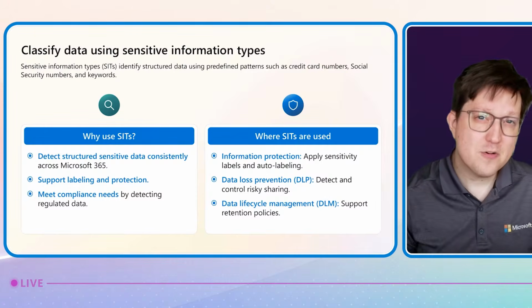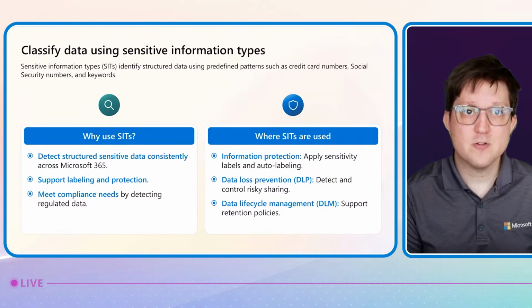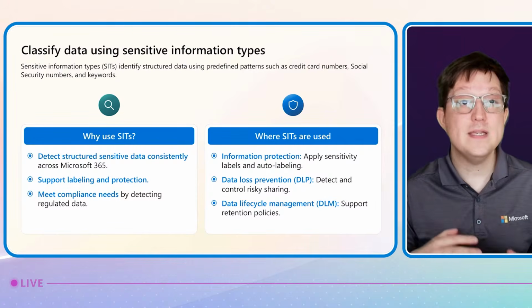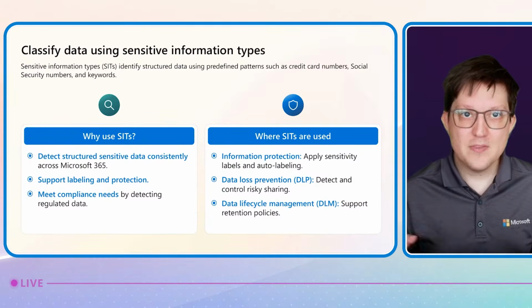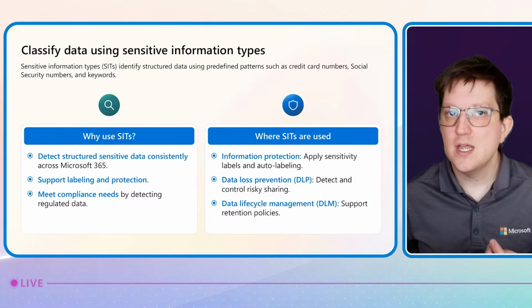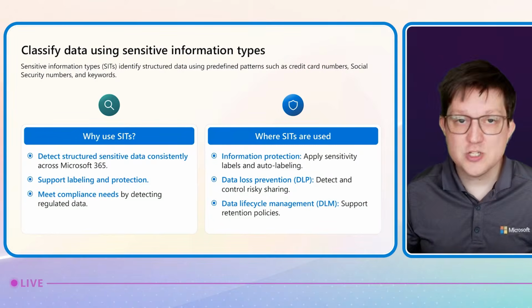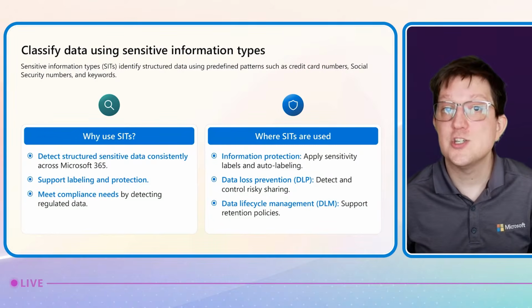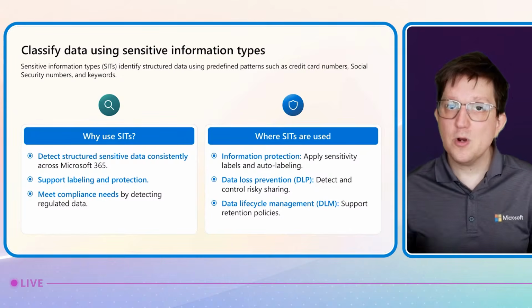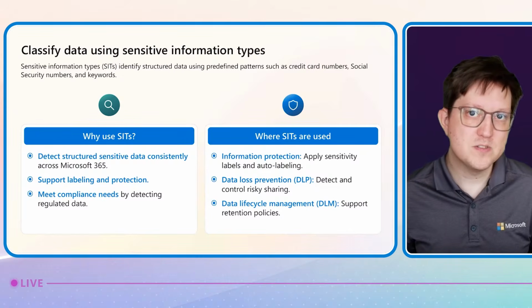We have over 300 built-in SITs that are managed by Microsoft. They can't be modified, but you can copy and customize them if needed. And these allow us to work with addresses, medical terms, different sorts of regional variants of bank account numbers and identification numbers as well. If you want to make a custom SIT, there's two options for you here.